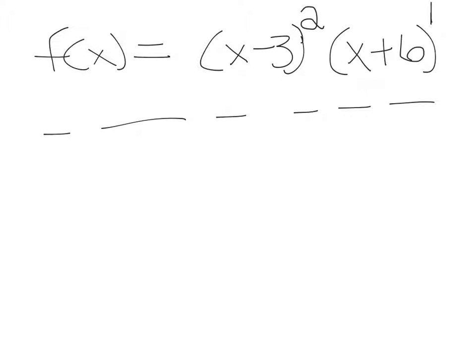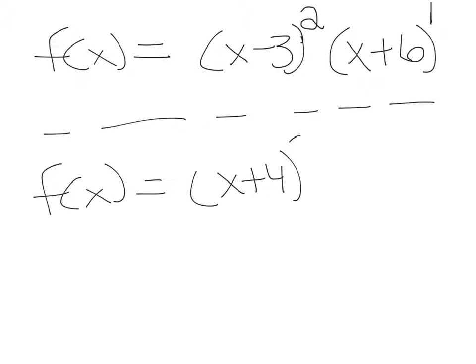The other version said to write a third-degree polynomial in factored form, and it says that I have zeros of negative 4, so you would have had x plus 4, which had a multiplicity of 2, and x minus 5, which had a multiplicity of 1. And there's your answer for the other version.